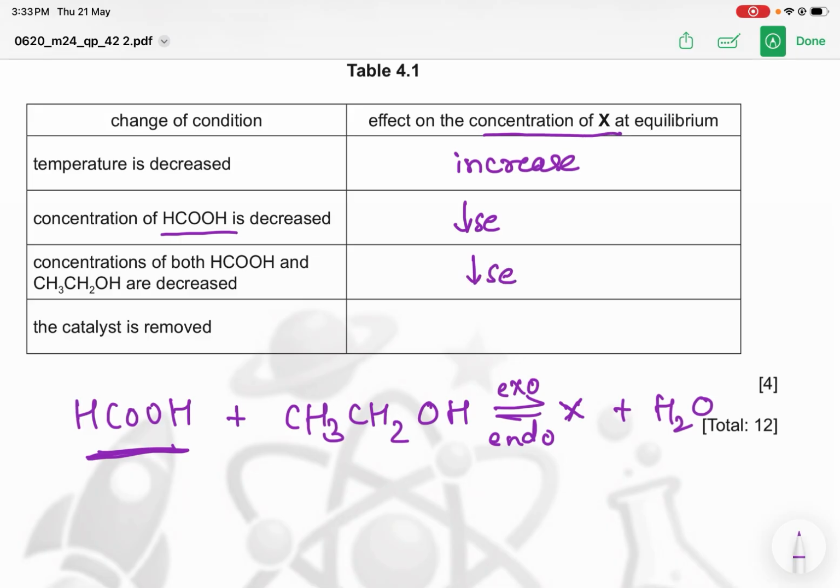The catalyst is removed. Now, a catalyst does not play any role in shifting the position of equilibrium or in the yield of the product that needs to be formed. A catalyst always helps to increase the speed of reaction and does not shift the equilibrium position or change any concentration. So there will be no change.